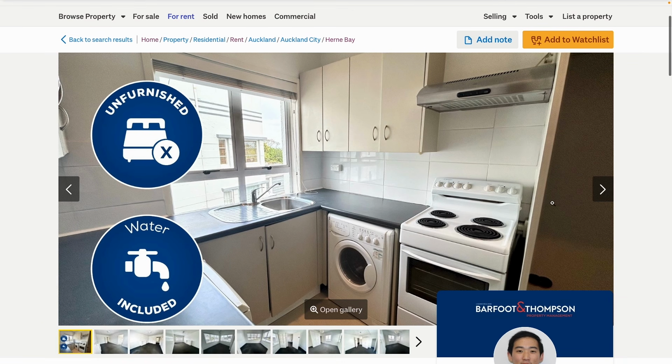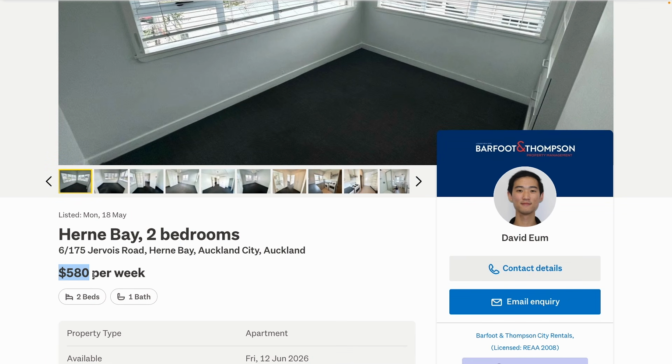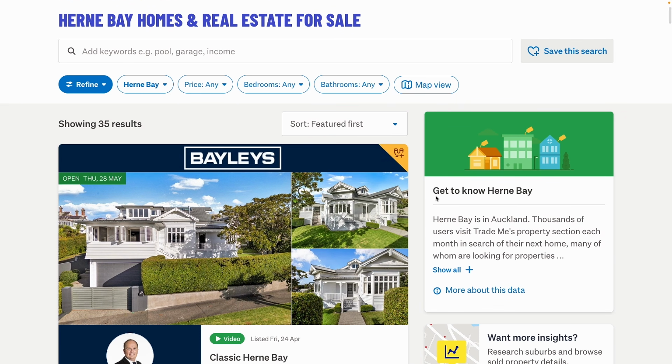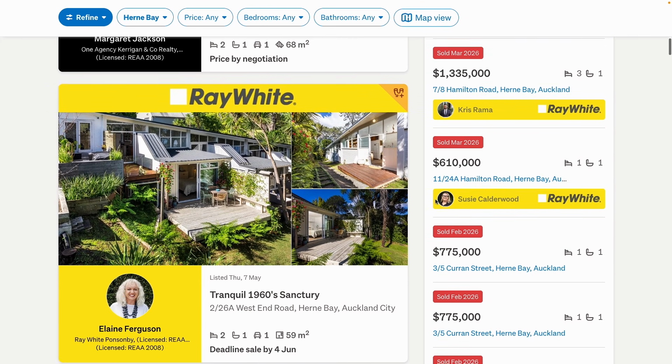Now, the reason the published number says $700 a week is that most of the properties that are renting on Trade Me in Herne Bay are much smaller, much cheaper properties. For example, this one that rents for $580 a week, that's probably the average rental property in Herne Bay, but it's not the average property in that suburb because those properties tend to be larger and lived in by people with more money.